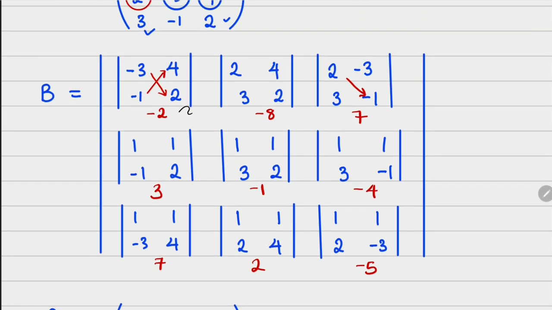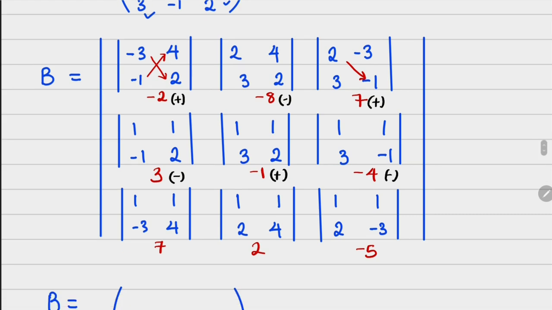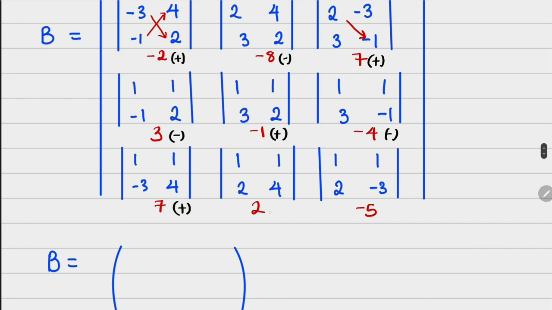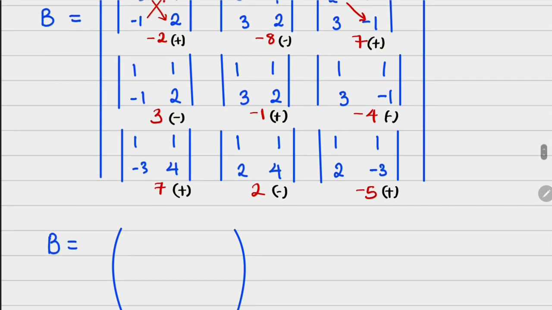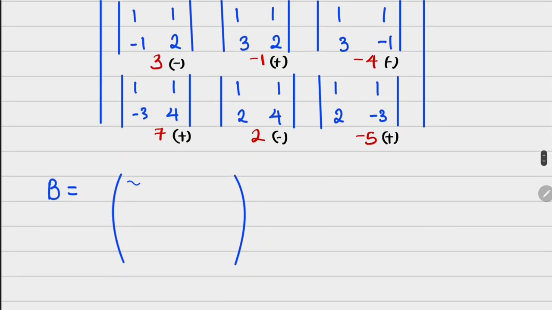This is going to be multiplied by positive. This is going to be multiplied by negative. This is going to be multiplied by positive. This is going to be multiplied by negative, by positive, by negative. Then this is by positive, by negative, and by positive. All right. So everything changes. Some will remain constant, but the majority change.